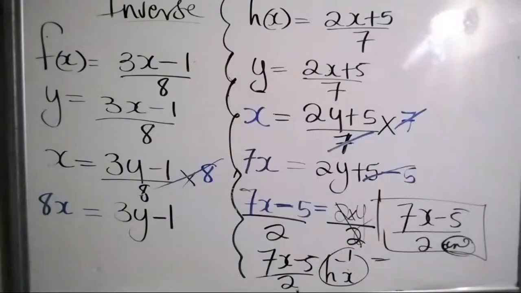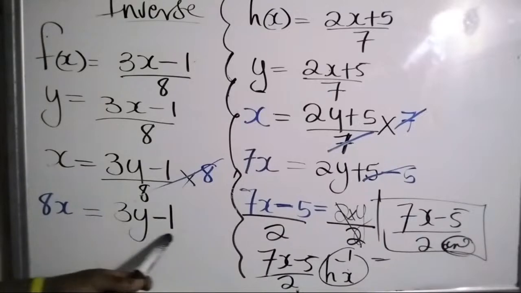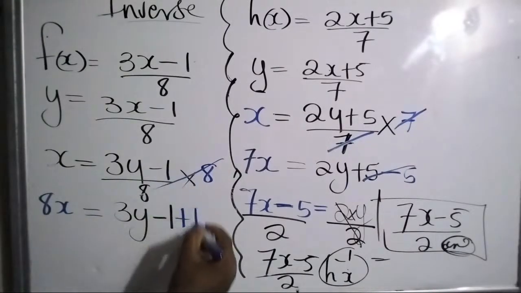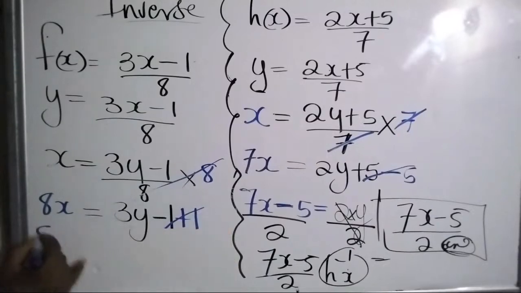Alright, so we have 8x equals 3y minus 1. So we take the inverse, which is plus 1. I recognize that you guys got this.